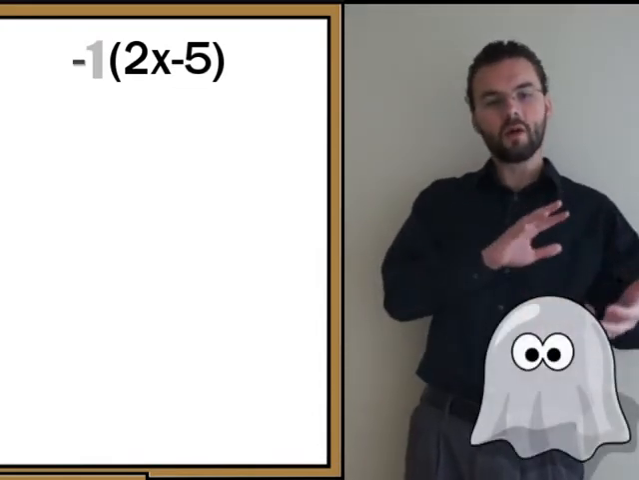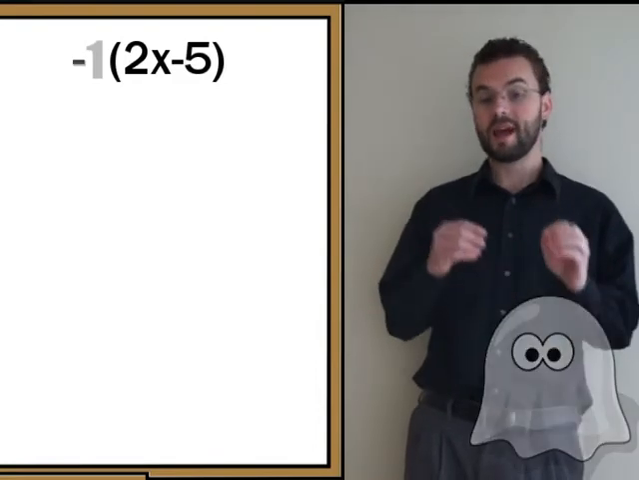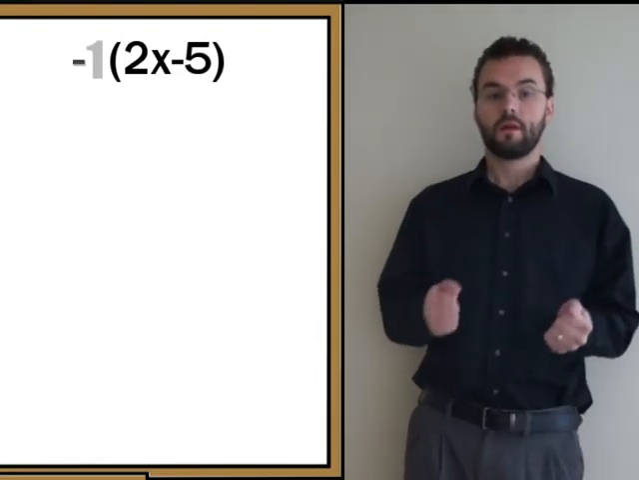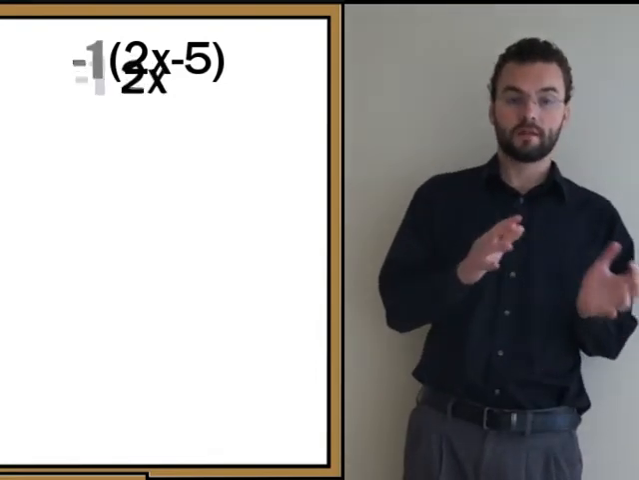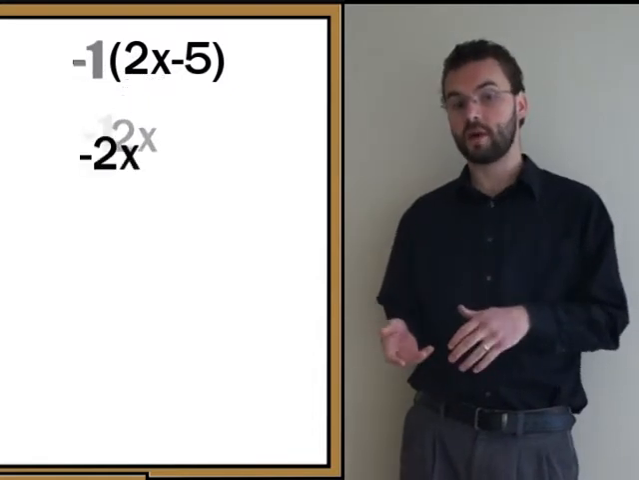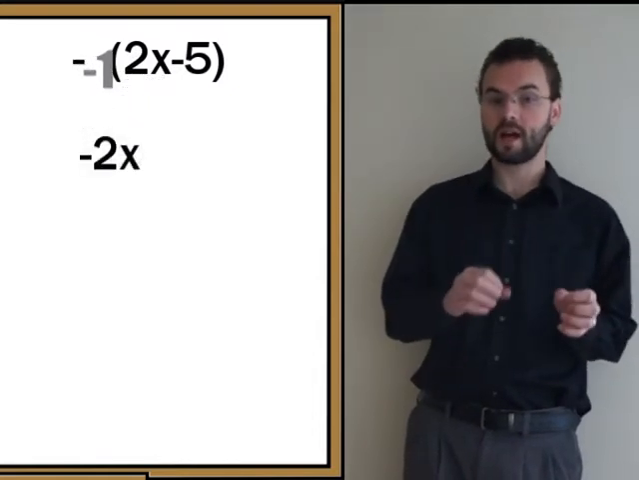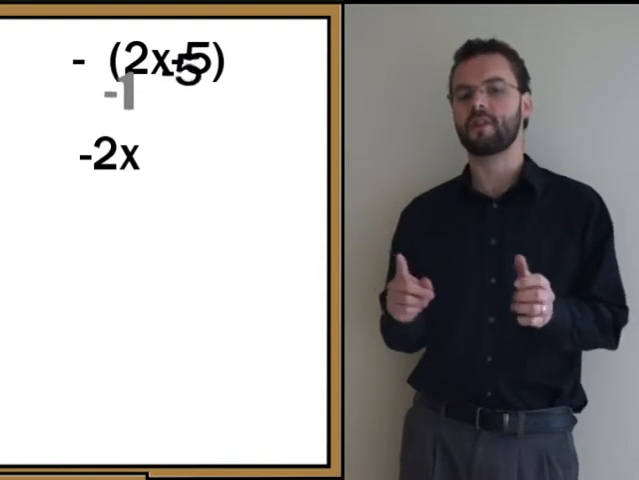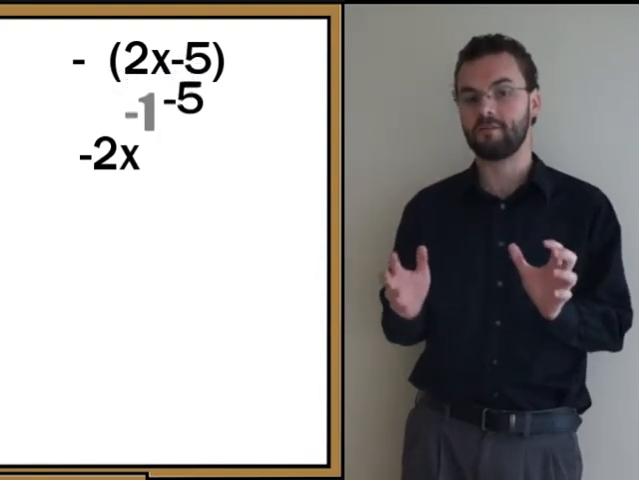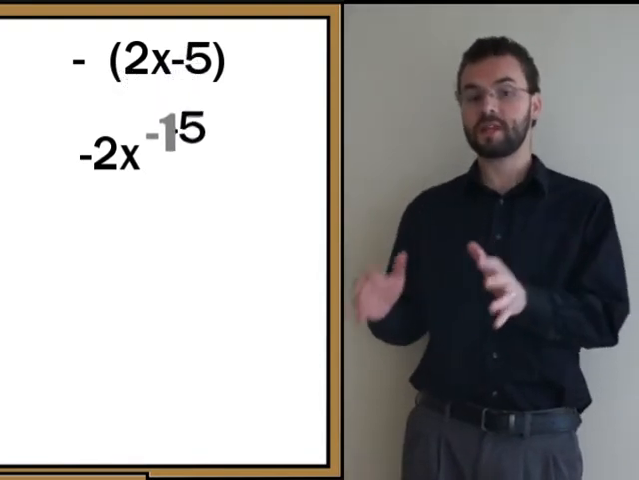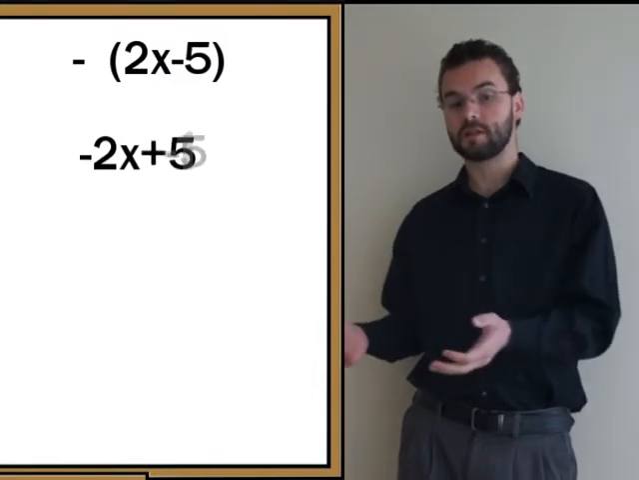Anyways, we can now distribute multiplication by negative 1. So negative 1 times 2x is negative 2x, and negative 1 times, we got a minus 5 there, so I'm going to count it as a negative 5. Negative 1 times negative 5 is positive 5.